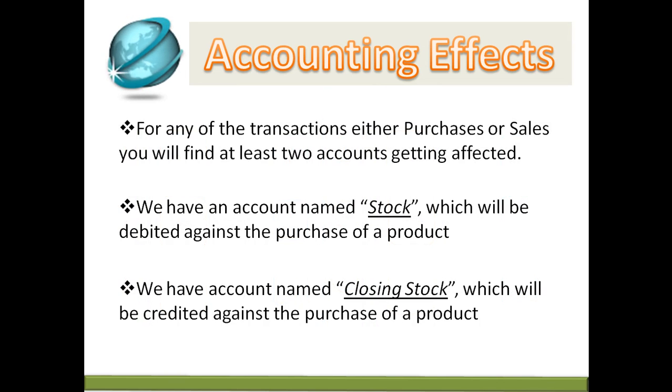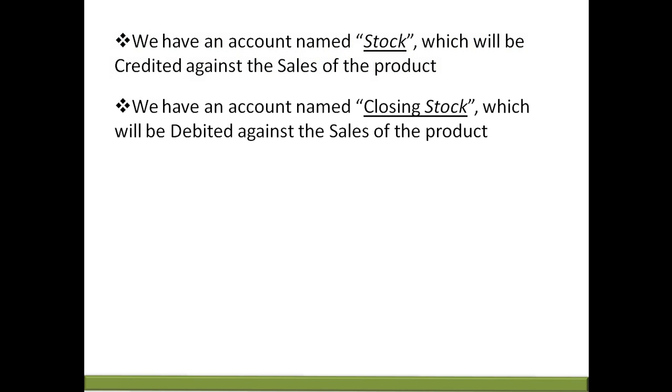For any of the transactions, either purchases or sales, you will find at least 2 accounts getting affected. We have an account named stock, which will be debited against the purchase of a product. We have an account named closing stock, which will be credited against the purchase of a product. Also, we have an account named stock, which will be credited against the sales of the product, and an account named closing stock, which will be debited against the sales of the product.